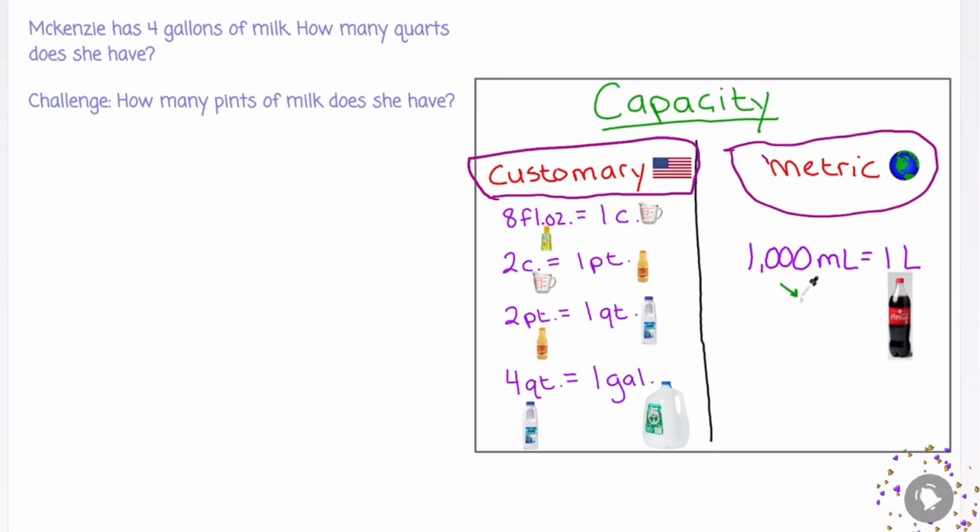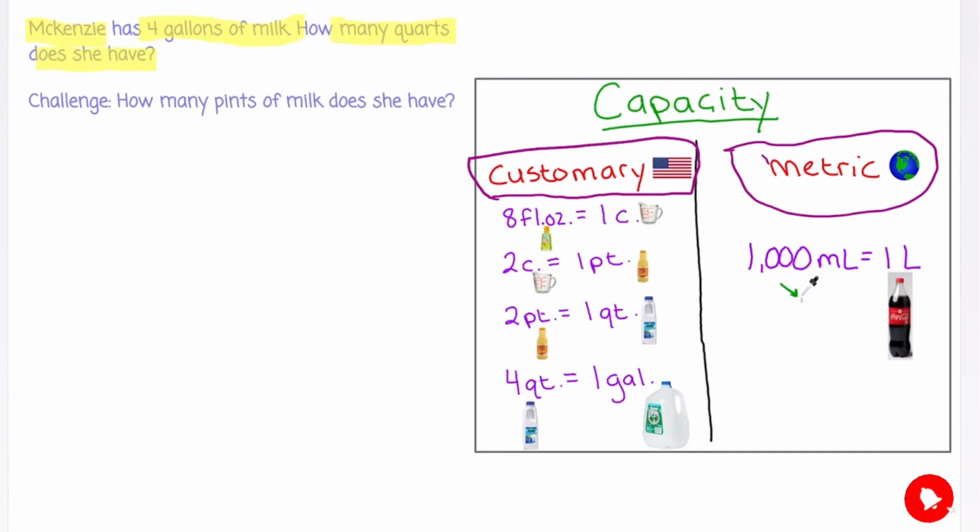Now, it's very important to know your system. That way, it's easier for you to convert if needs be. Doesn't matter where you are. So, in this case, we're going to focus on Mackenzie for today. Mackenzie has 4 gallons of milk. We want to know how many quarts does she have?